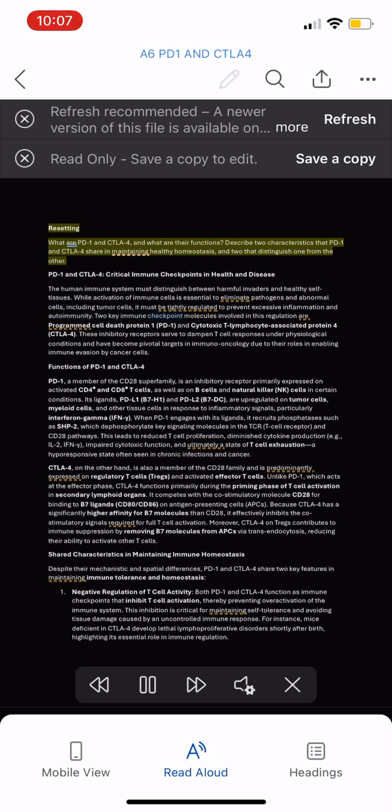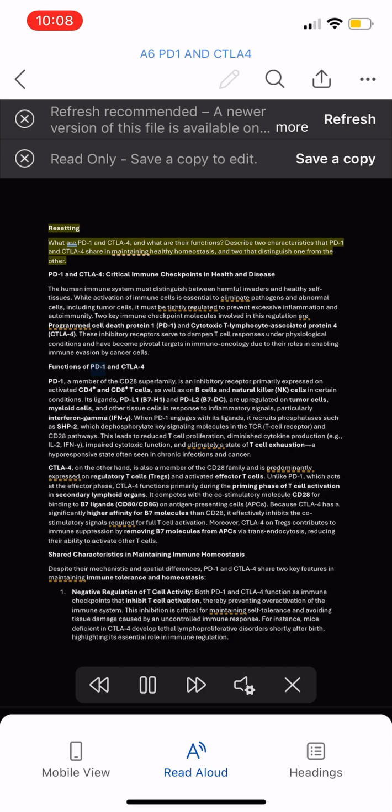Two key immune checkpoint molecules involved in this regulation are programmed cell death protein 1, PD1, and cytotoxic T lymphocyte-associated protein 4, CTLA4. These inhibitory receptors serve to dampen T-cell responses under physiological conditions and have become pivotal targets in immuno-oncology due to their roles in enabling immune evasion by cancer cells.